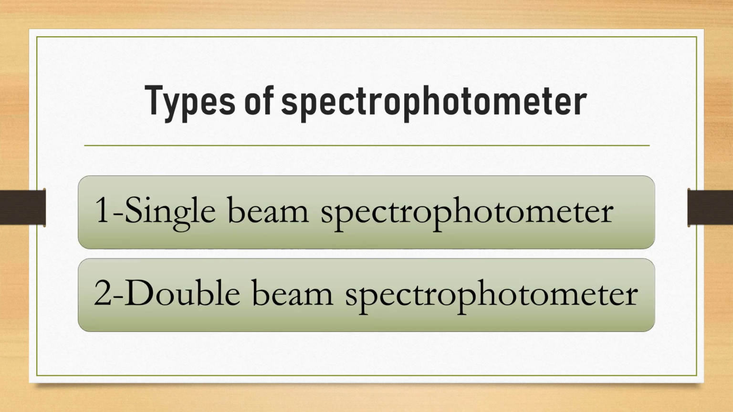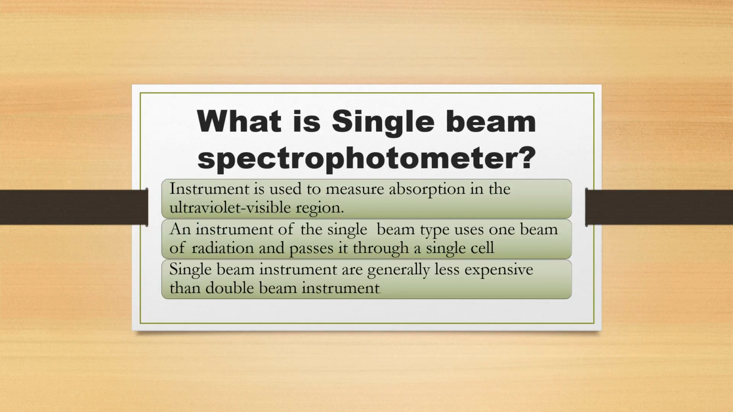Types of spectrophotometer. Basically there are two major types of spectrophotometer: single beam spectrophotometer and double beam spectrophotometer. What is a single beam spectrophotometer? The instrument is used to measure absorptions in the ultraviolet visible region. This point explains that the instrument works in the UV visible region. The range of the UV visible region is 200 to 800 nanometer.